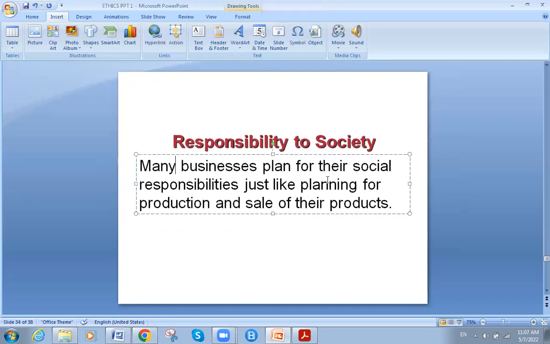Many businesses plan for their social responsibility, just like planning for production and sales of their products. Like we said before, social responsibility must be taken into consideration while a company is planning, just like planning for production and sale of their products.